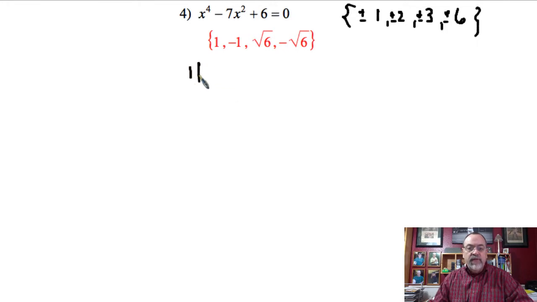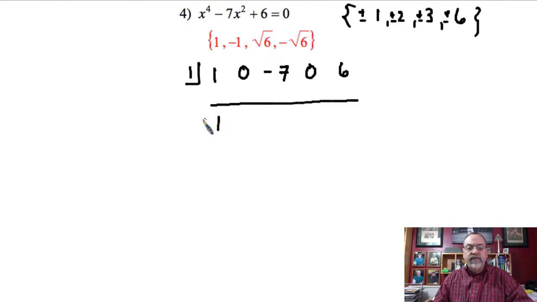So we're going to divide by 1. So I have, again, x to the fourth, 0x cubed, negative 7x squared, 0x, and then 6, using all of my placeholders. I bring down the first coefficient, and then I multiply and add. Whoops, that's not right. Let me get this right. And then I multiply and add. Again, I have a remainder of 0, which I should get.